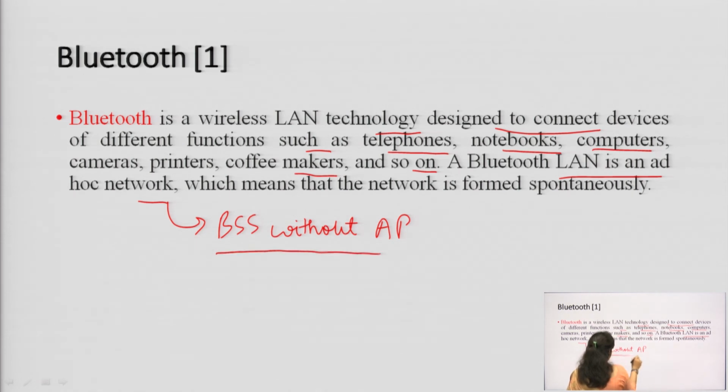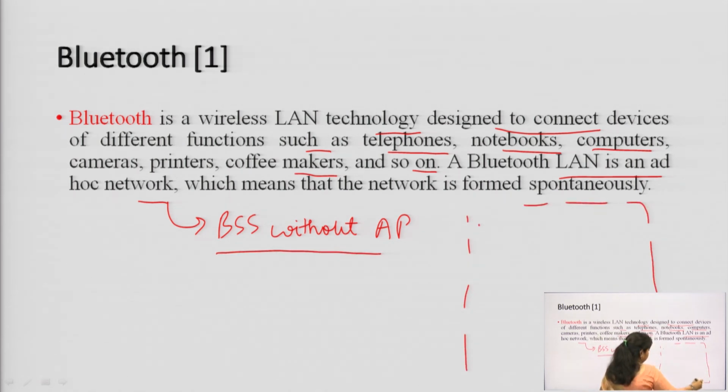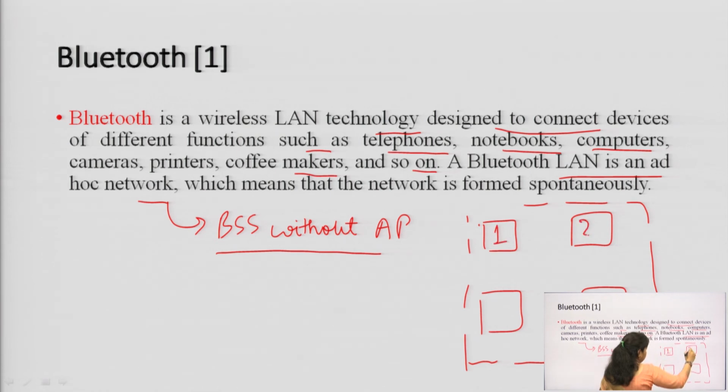Which means in a single station, more than one station is connected in a single area. Like this is the first station, this is the second station, this is the third station, this is the fourth station, and there is no intermediate access point between the transmitter and receiver. So, these are the different stations which are present in a particular area. So, this means it is the BSS without AP.